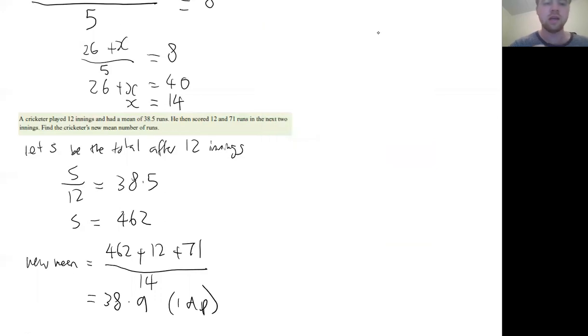Okay, so you can see we can work backwards to find out some questions. And in this question, we had to do it in 2 steps. We had to first find the total after 12 innings, and then add on those new scores and divide it by 14 to get our new mean.